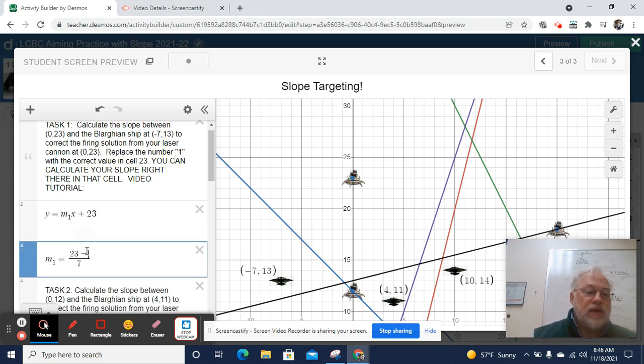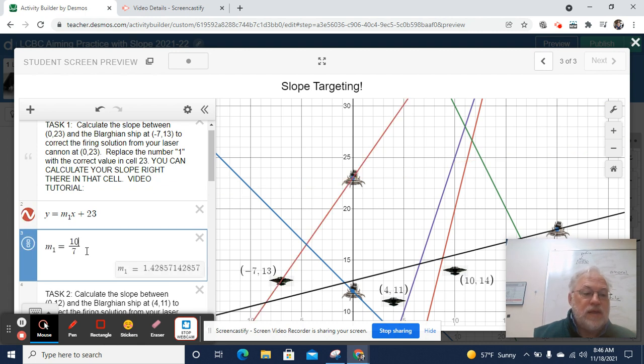We can simplify this down to 10. So it's 10 over 7. Don't turn it into a decimal. You'd have to round because this decimal goes forever, and you'd miss. You don't need to turn it into a mixed number.